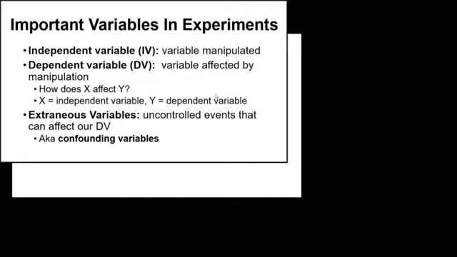And then we can also talk about extraneous variables, sometimes also called confounding variables. And these are just other things that are going on in the background, uncontrolled events that can also affect our dependent variable. So if we were looking at, I'm going to draw a blank on that. I'll come up with a good example momentarily.